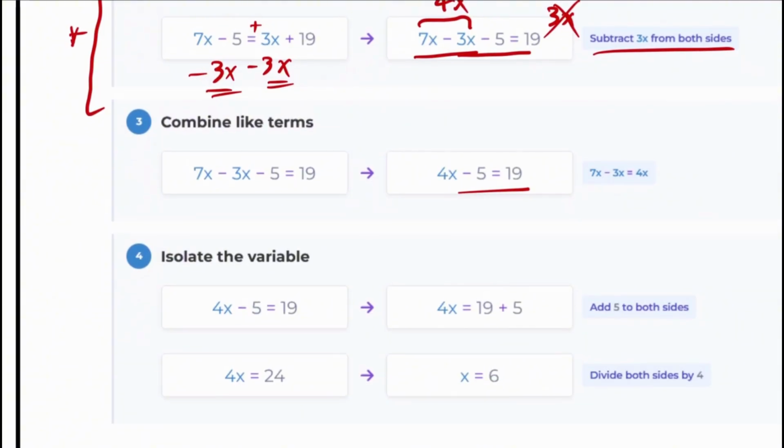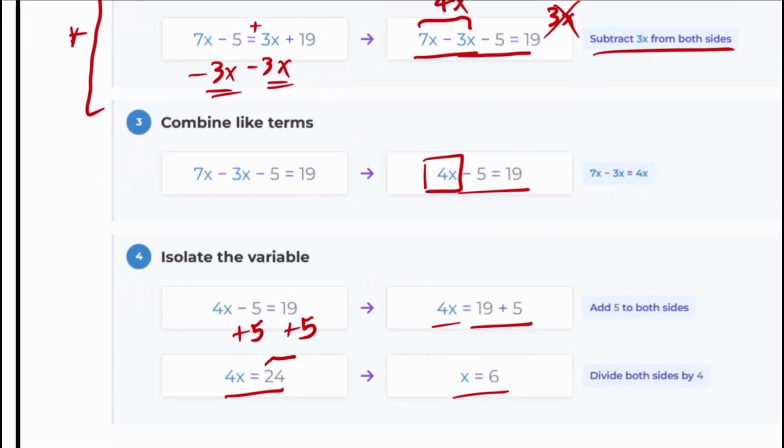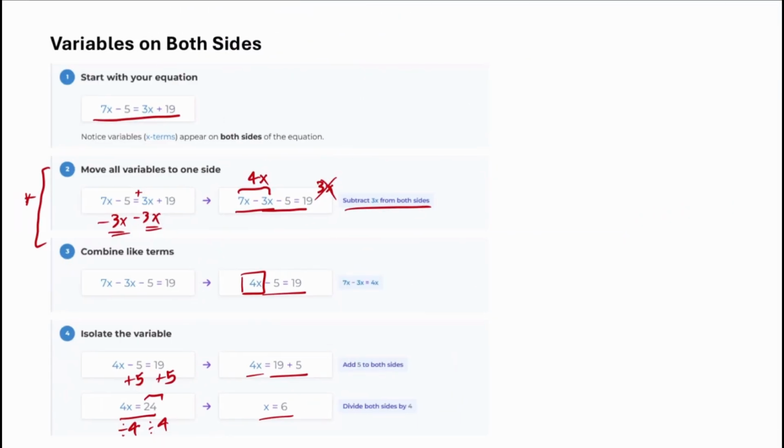So isolate the variable. Isolating the variable means that I have to keep my variable on one side beside its coefficient, whatever it has, and move everything to the other side. Since I have negative 5, I have to use the inverse operation. So 4x equals 19 plus 5, and 4x equals 24. Remember, we need x itself, not 4x. So I have to divide both sides by 4 in order to find x itself, and x equals 6.